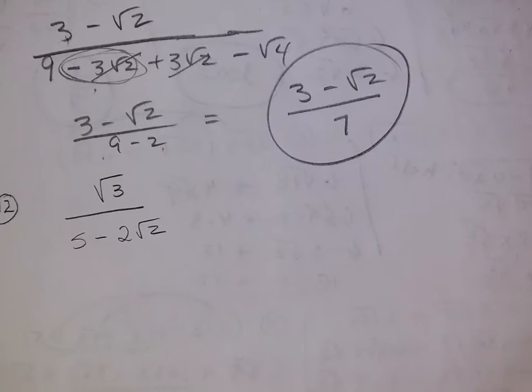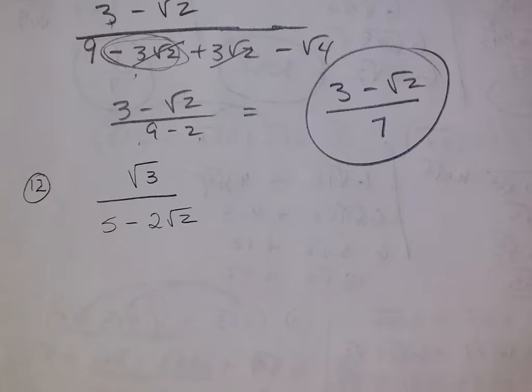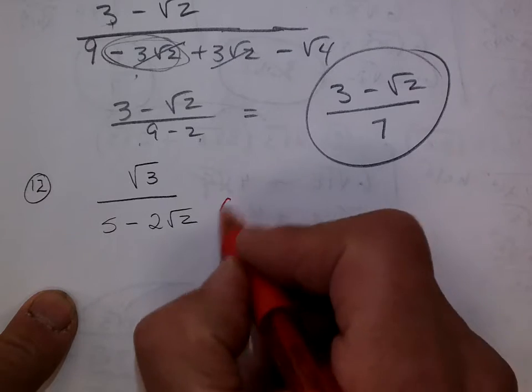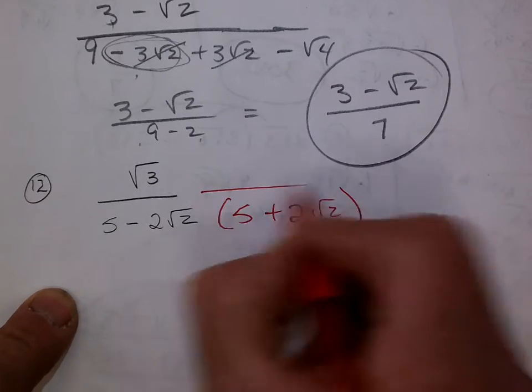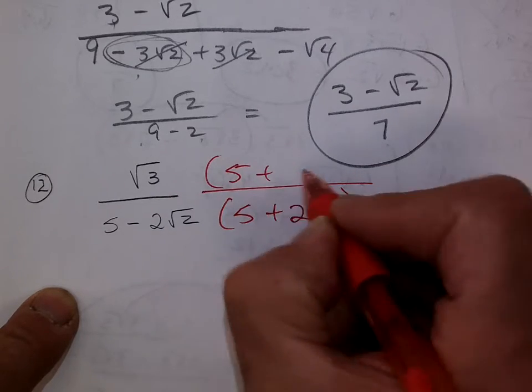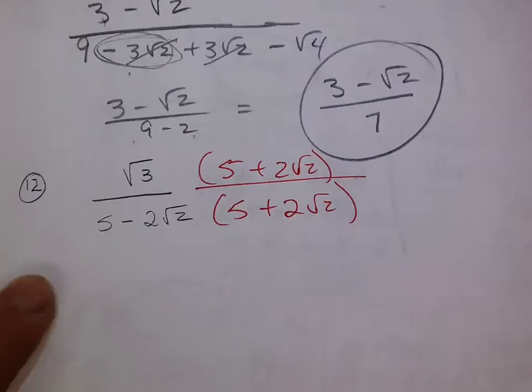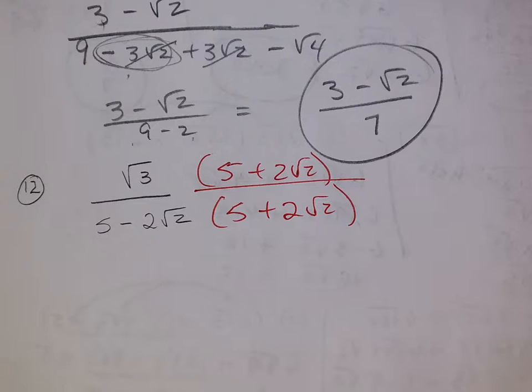Okay, 12, we're going to do the same thing. So what is the conjugate? What's the conjugate? It is a 5 plus 2 square root of 2. Okay, so we're going to multiply by the conjugate, which is the opposite. Okay, how does that help us?